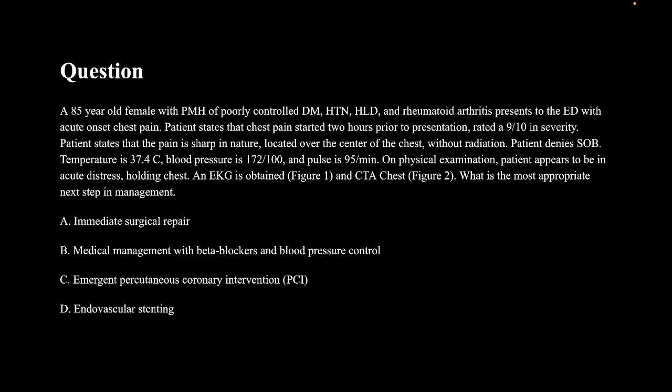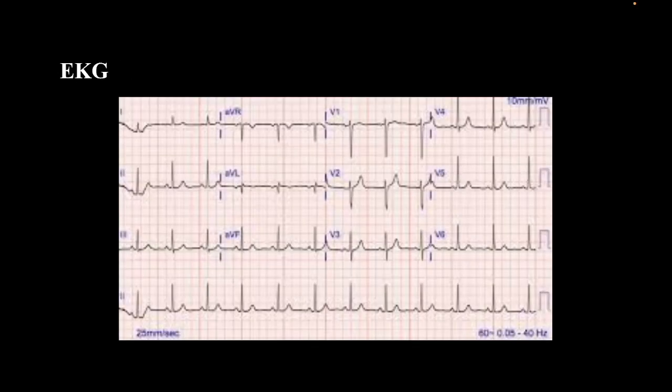An EKG is obtained, shown in figure 1, which I'll show you in a second, and a CTA chest is obtained, shown in figure 2. What is the most appropriate next step in management? So before I go over the options, I'll show you figure 1 and 2, and then we'll discuss the answer. So this is figure 1, the EKG. If you need more time to look at the EKG, go ahead and pause it.